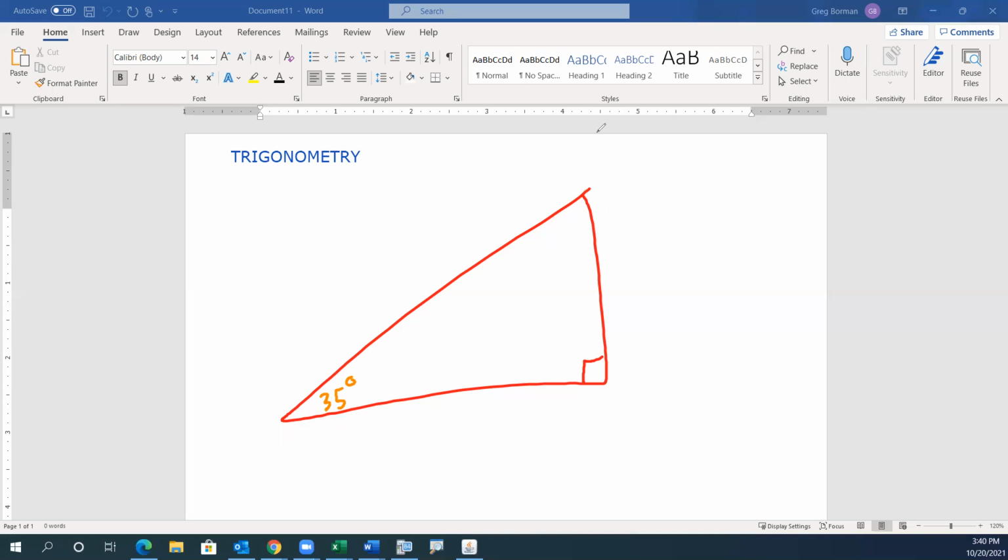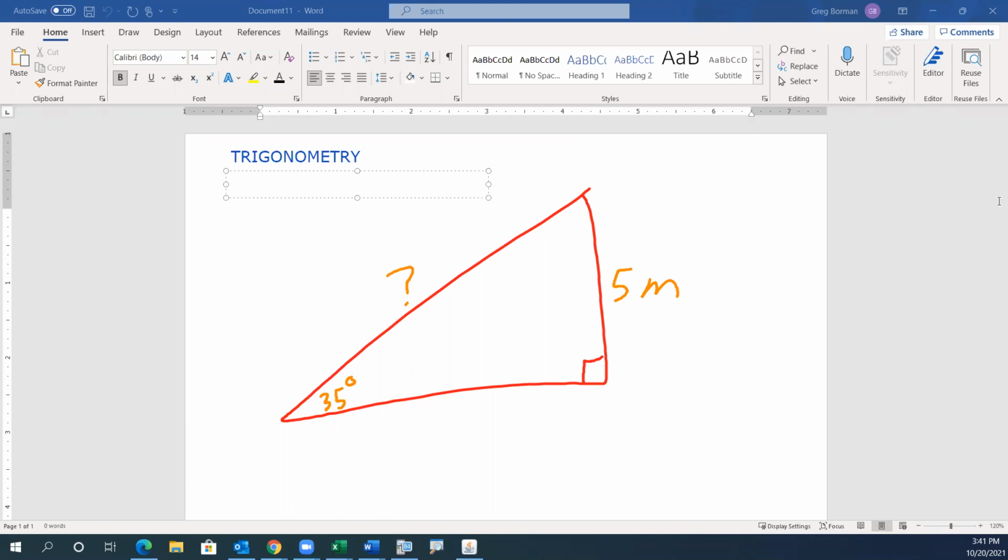Maybe we know this side here happens to be 5 meters tall. So the question is, how long is the hypotenuse? I could have asked about this side, but I had to pick one. How long is that hypotenuse? Based on what we've seen in the past, we definitely do not have enough information, but that's okay because we have trigonometry, or at least we're about to.